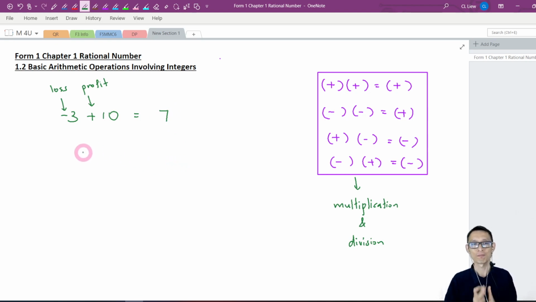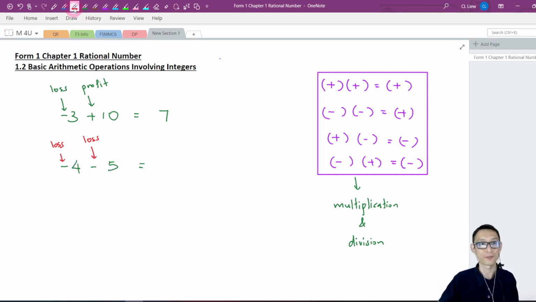Now let me give you a few more examples so that you understand better how to do this type of question. Let's say now we have negative 4, negative 5. Is that positive 9? Negative, negative become positive, 5 plus 4 equals 9? No, it's not correct. Now let me change this. You can think this way. This is loss, and this is loss. Loss 4 ringgit, loss 5 ringgit. Overall, you know the answer. A loss of 9 ringgit.